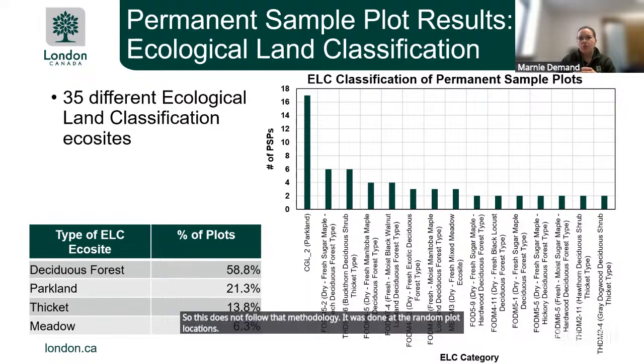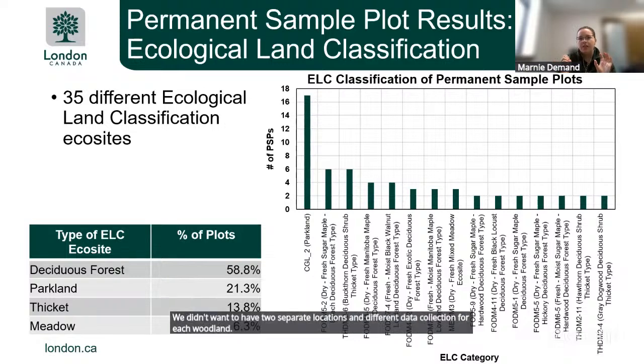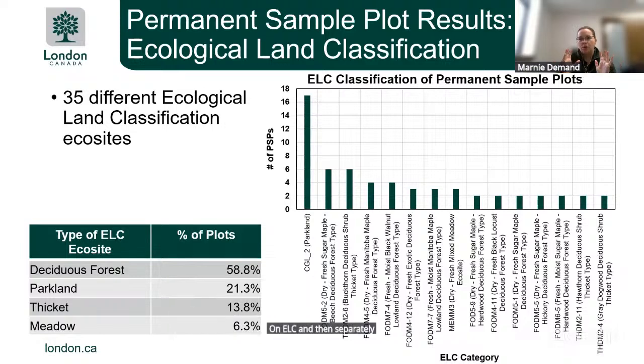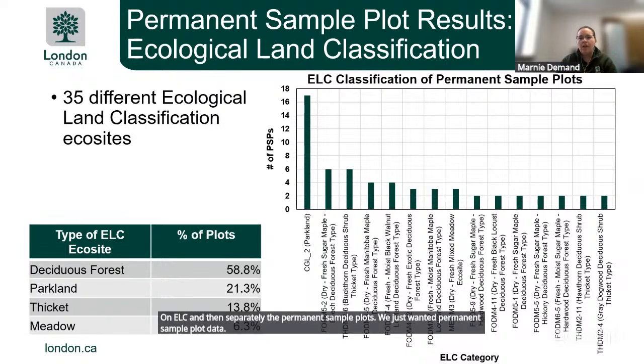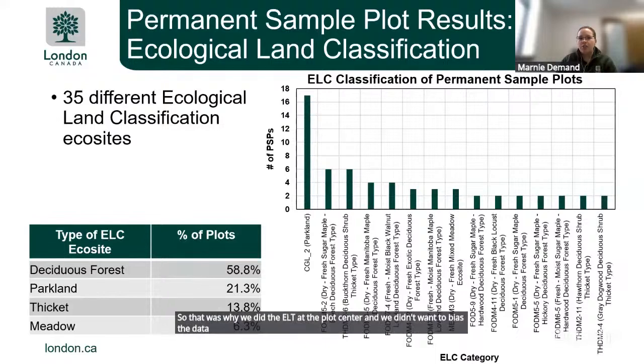We didn't want to have two separate locations and different data collection for each woodland on ELC and then separately the permanent sample plots. We just wanted permanent sample plot data. So that was why we did the ELC at the plot center, and we didn't want to bias the data collection and do it for the entire permanent sample plot based on a site that looked convenient or representative on the ground. We wanted randomized sampling.